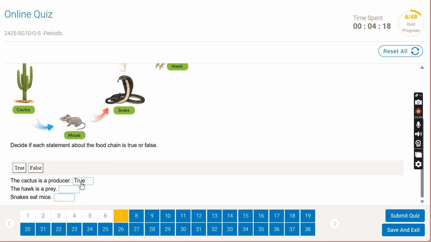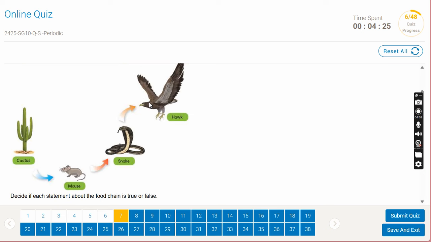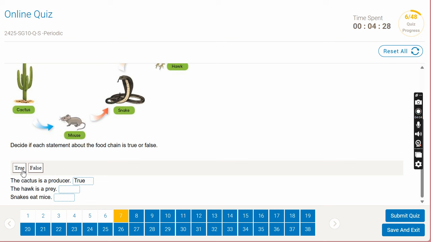The next one, the cactus is a producer. True, because it's not eating anyone, right? So it's a producer. It only gives food. The hawk is a prey. No, the hawk is not a prey. The hawk is a predator in this. It's eating the snake. So this is false. And the snake eats the mice. True.